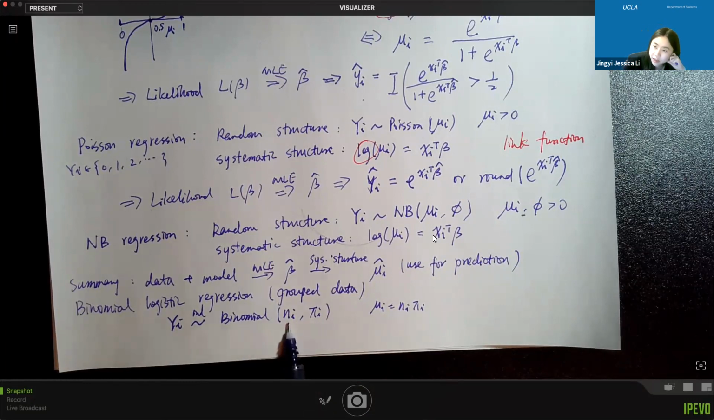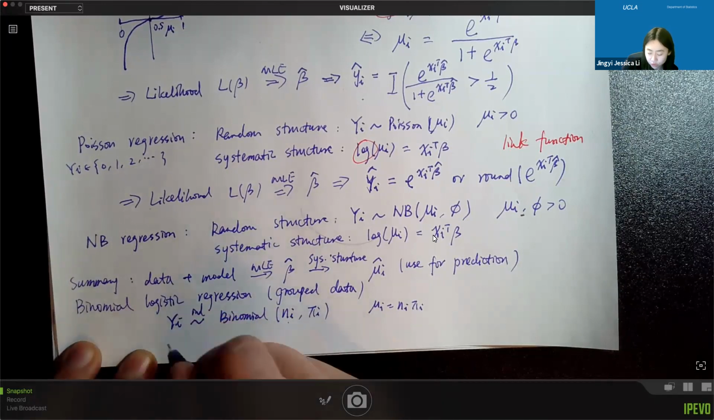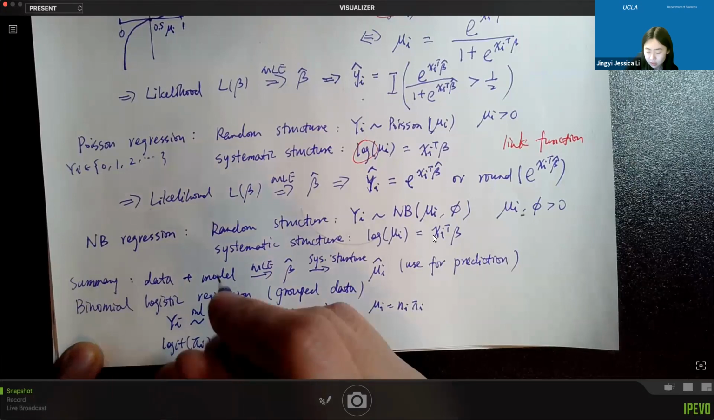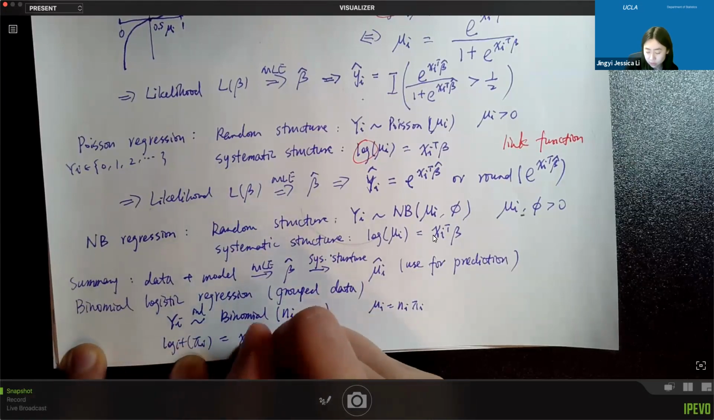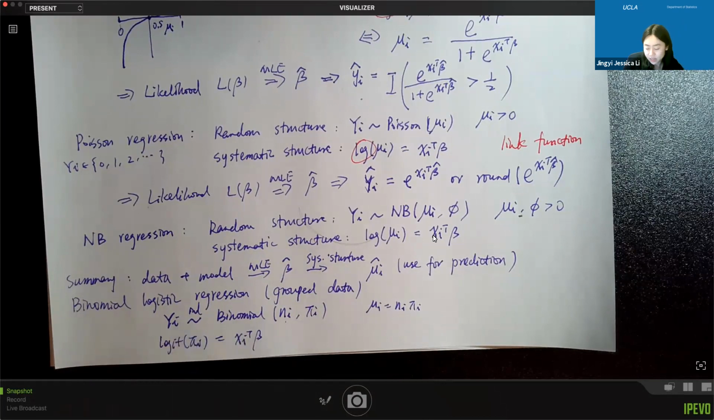So let's say if we combine ni people, we just take the sum of their binary responses. That total is called yi. Let's say ni equals 100, and out of the 100 people, 50 are yes. So then this yi is equal to 50. We know that the sum of Bernoulli variables with the same probability is a binomial random variable with the same probability. So that's how we group the data. And so with this, you can have the systematic structure as logit of pi i, which ranges from negative infinity to positive infinity, equal to xi transpose beta, and you're done. So the systematic structure stays, it's just that after grouping, your model's random structure becomes binomial instead of Bernoulli.